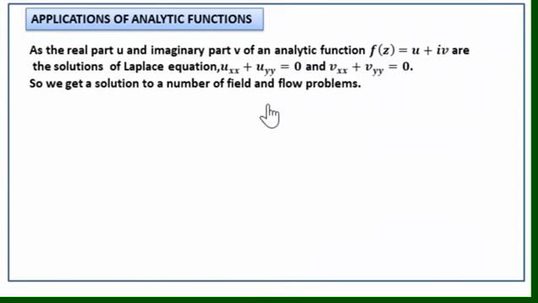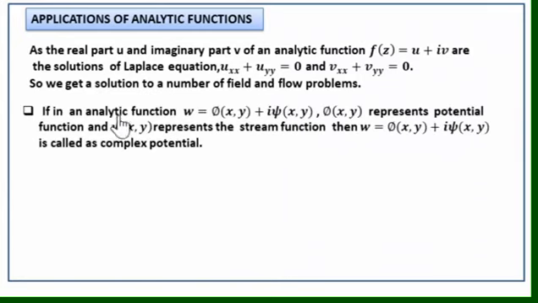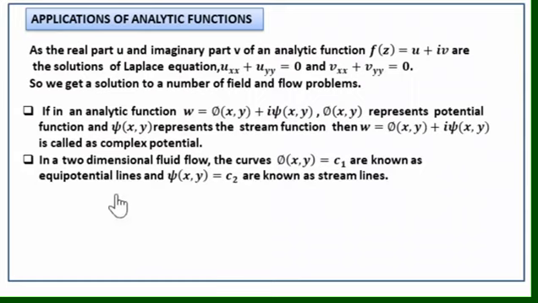flow problems. Okay, so if in an analytic function w equal to phi of x y plus i psi of x y, the real part phi of x y represents the potential function and the imaginary part psi of x y represents the stream function, then the complex function w equal to phi plus i psi is called the complex potential. Okay, and in a two-dimensional fluid flow, the curves phi of x y equal to c1 and psi of x y equal to c2 are known as equipotential lines and stream lines respectively.